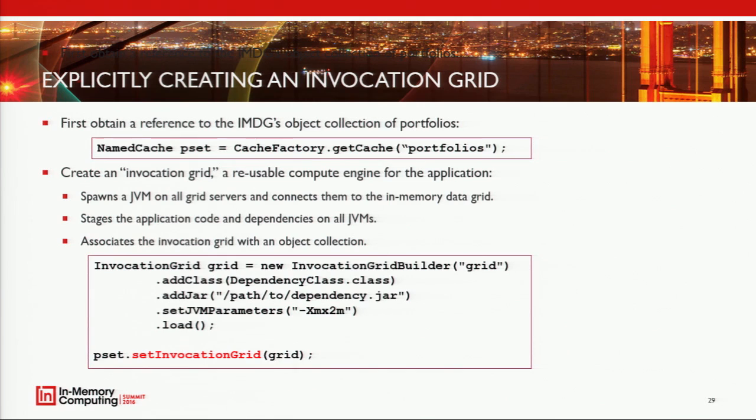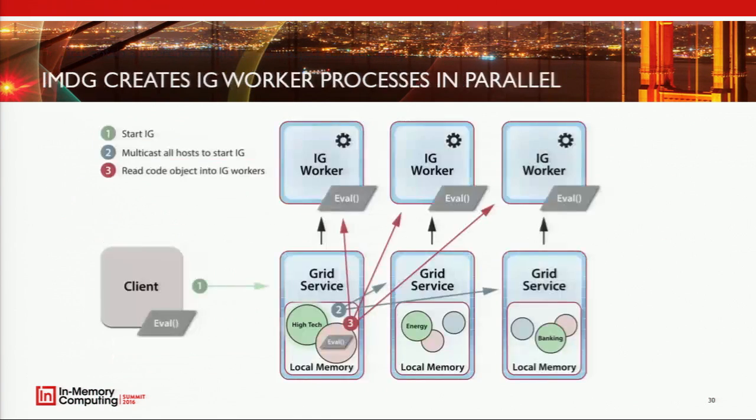This gives you an illustration of how you might build an invocation grid. We don't need to look at the details, but what's interesting is that you specify the classes and the dependencies, and then you instruct the grid to load this and associate it with a namespace. The grid first reads the code itself and stores it as an object in the grid, and then it multicasts a startup to all of the grid servers, which spawn, say, JVMs on every grid node or grid host.